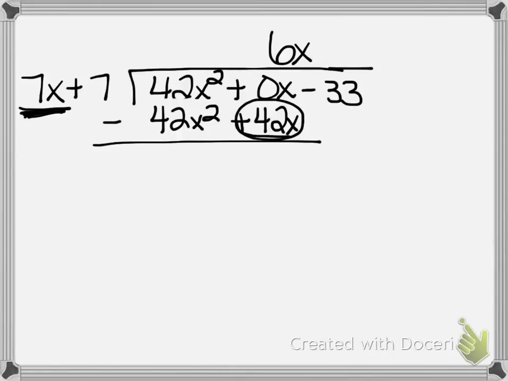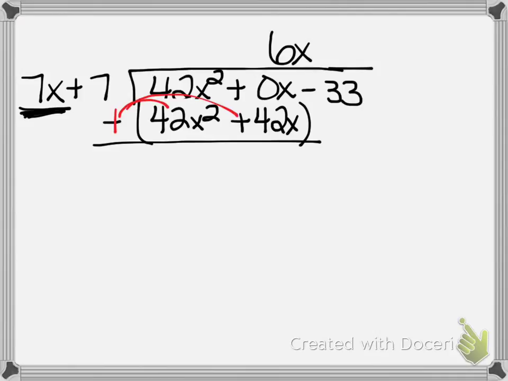Here's another reason why we had to have that placeholder. This 42x here, it had to go underneath something, and that's the reason why you have to have a placeholder. So you might look at it and be like, well, it's no big deal. Actually, it's a huge deal. So now I've subtracted. I need to subtract, excuse me.